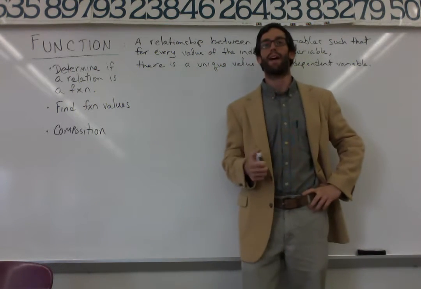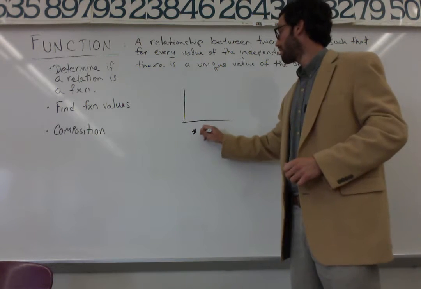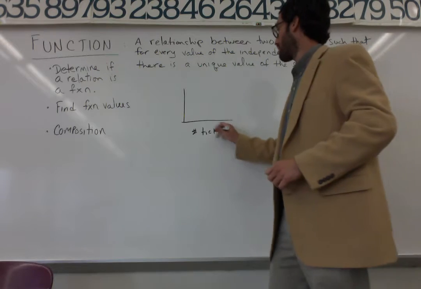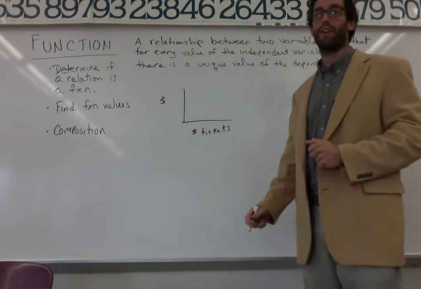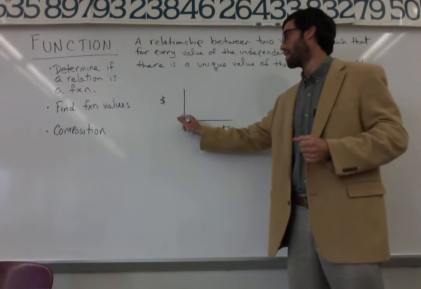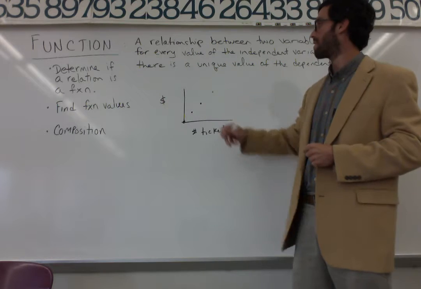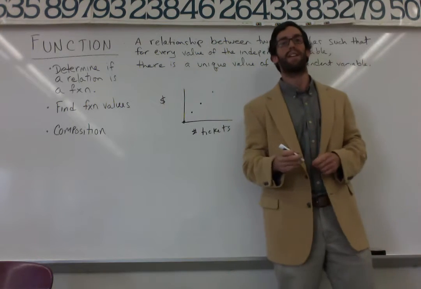Take an example like the number of tickets sold for a players show and the amount of money taken in by players. Say tickets cost $5. Well then if they sell 0 tickets, they're not making any money. If they sell 1 ticket, they've made $5, 2 tickets, $10, 3 tickets, $15. This is an example of a linear function.